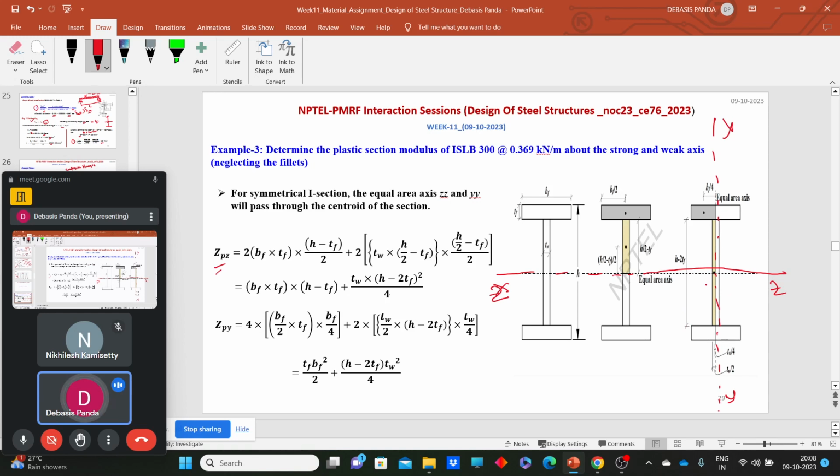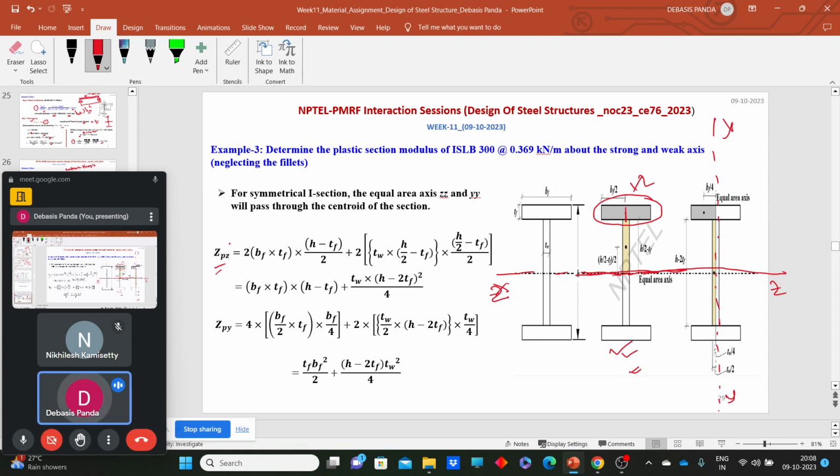So first let's see about ZZ. Here you can see from this diagram the ZPZ about the ZZ axis. What do we need to do if we need to calculate the value of ZP about the ZZ axis? We need to calculate the area of the top portion and the distance of its center of gravity, the CG distance. Now if we can calculate these two things, just multiply by 2, as this portion is there also. So we can calculate the ZPZ, or the plastic sectional modulus about the ZZ axis.